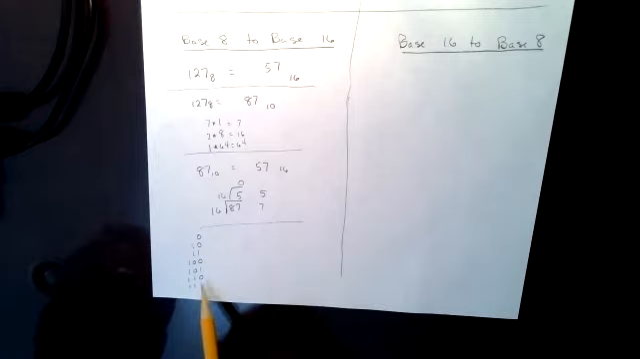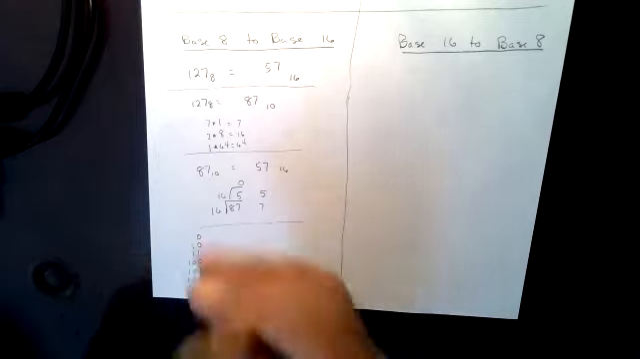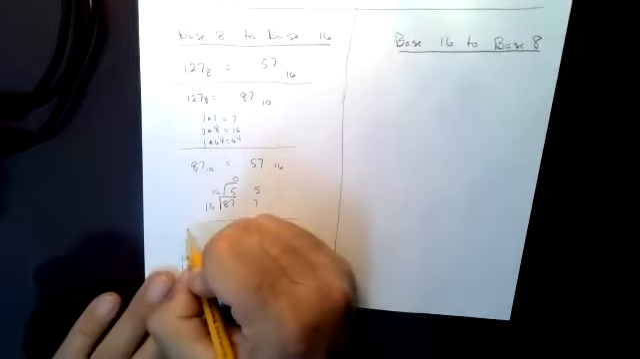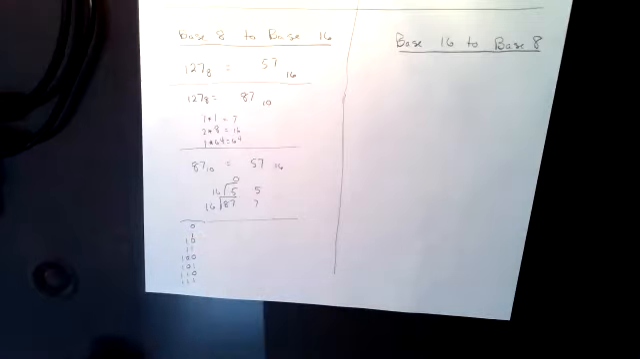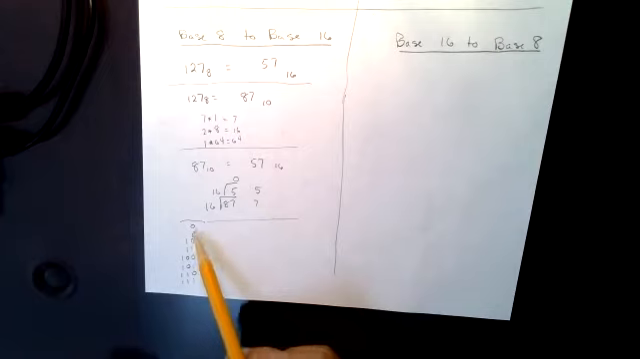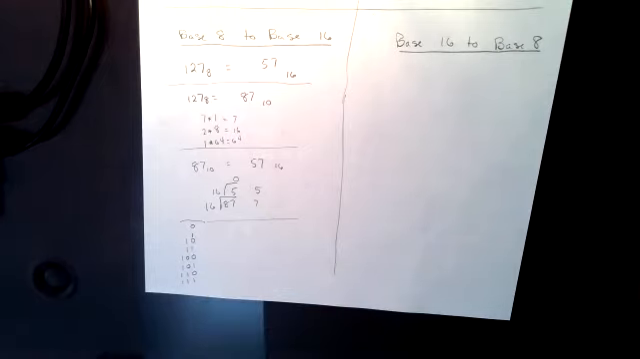0, 1, 2, 3, 4, 5, 6. I missed something. Oh, you didn't just do one. I see that. Thank you. 0, 1, 2, 3, 4, 5, 6, 7. There's 8 of them. How many columns did I need to represent the numbers 0 to 7? I only needed 3 columns, right? 8 is 2 to the 3rd power. 16 is what? 2 to the 4th power.